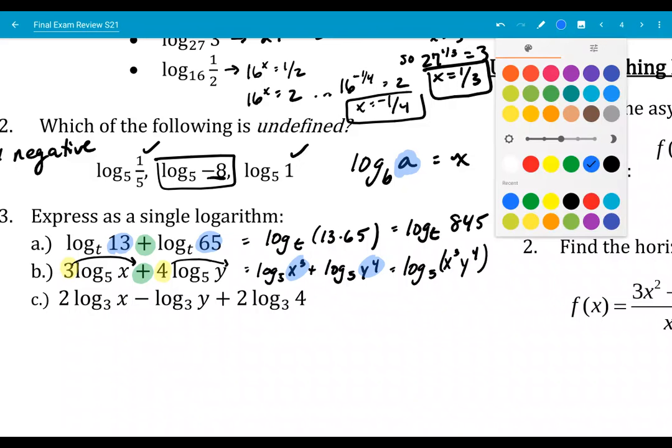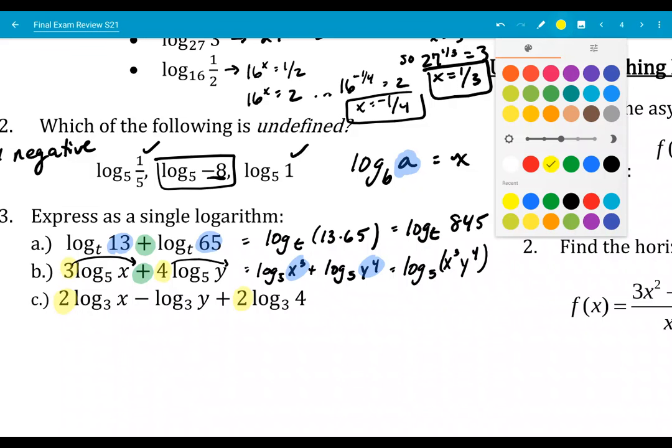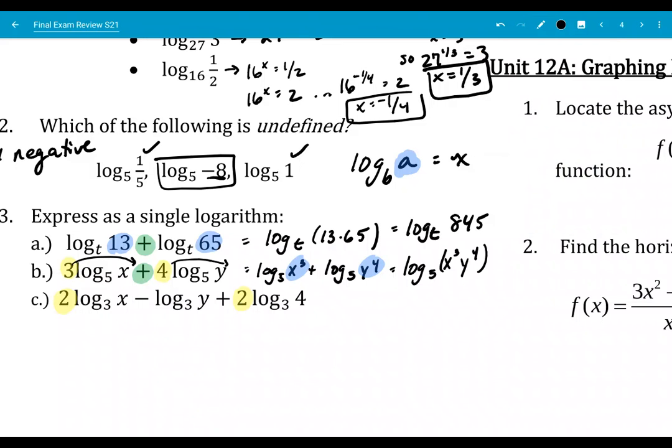So like the last example, for the next one, I see that I have coefficients. So this 2 and this 2 are going to be moved to the exponent. So I'm going to take it step by step. So this is log 3 of x squared minus log 3 of y plus log 3 of 4 squared, which is 16.